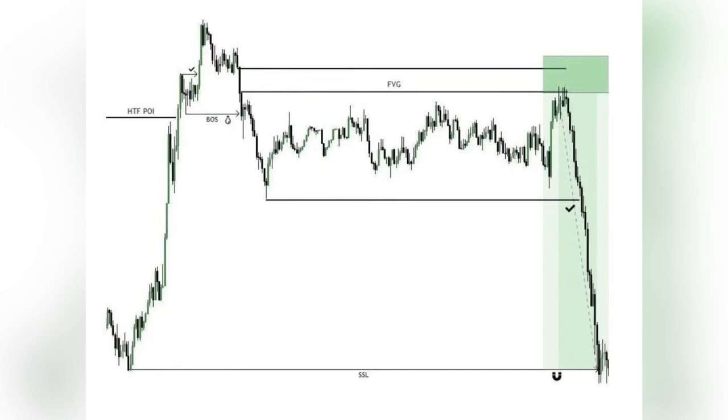Oftentimes, price will come back down to this zone, fill the imbalance, and retrace back up to test the highs again, which we can use to our advantage and profit off this move.